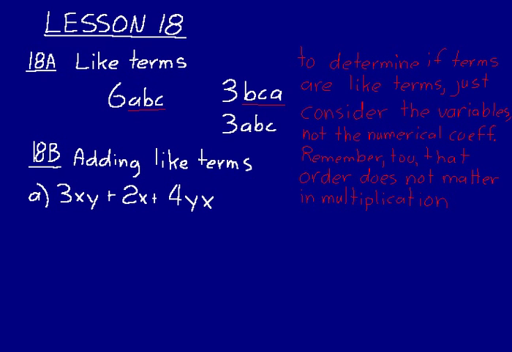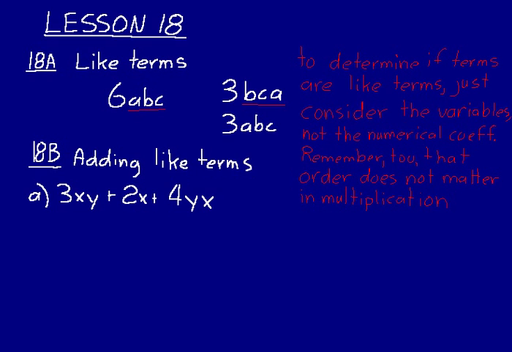And so that leads us to our next section on addition of like terms. And I've got a practice problem there. Let's just go ahead and do that. Let's add the like terms in that problem. So first what you need to do is just look at them. You have 3 terms there, 3xy, 2x, and 4yx.